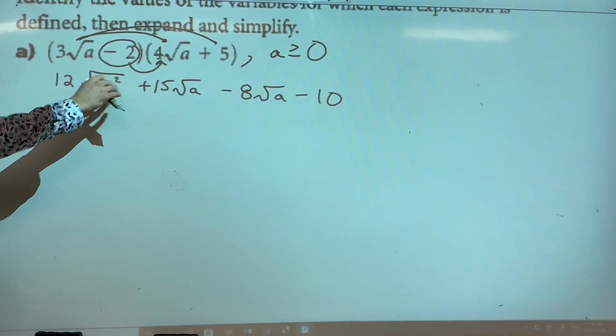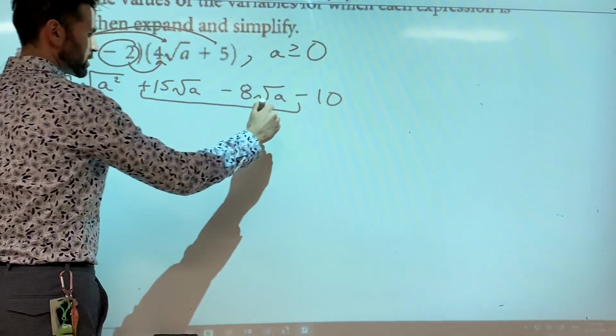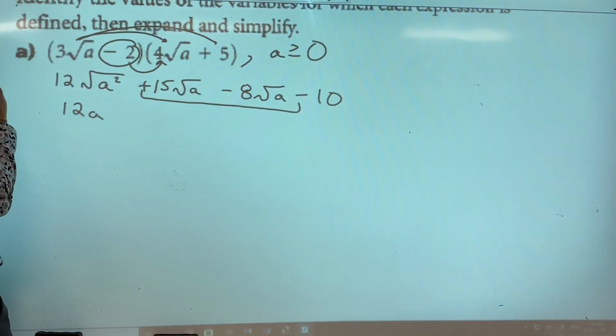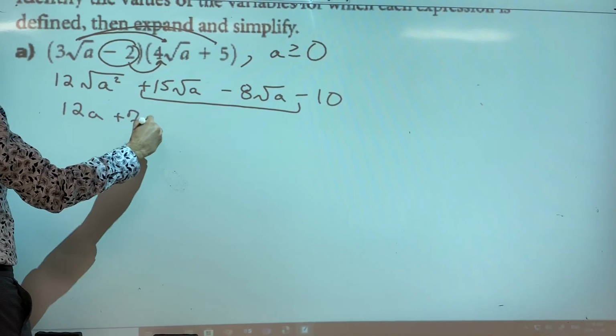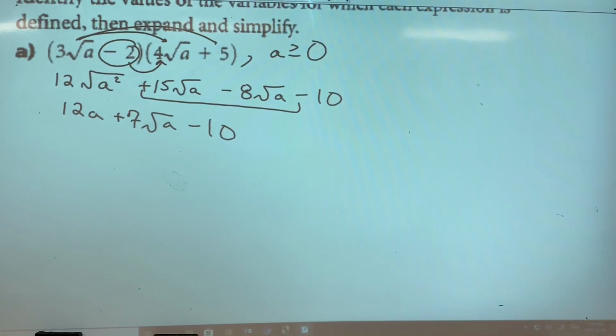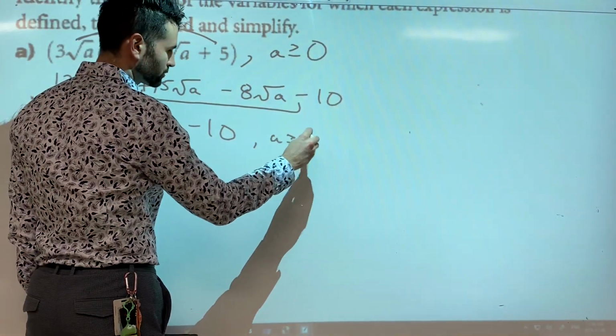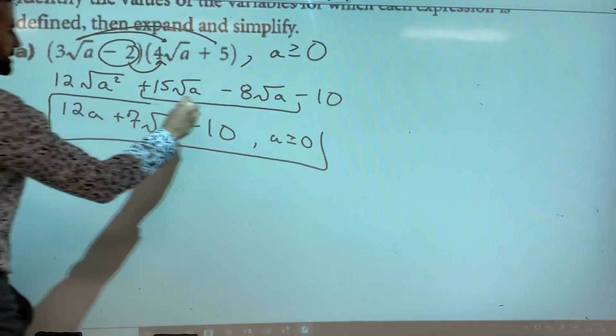So the square root of a squared is a, so we get 12a. And then these two things are like terms because they have the same radical component. So we can write 7 square root a, and then subtract 10. And I don't think there's anything we can do with that. There's no more like terms. So 12a, 7 times the square root of a, sorry. So all we got to do is recopy our restriction. We need to see it on the last step, and you're done.